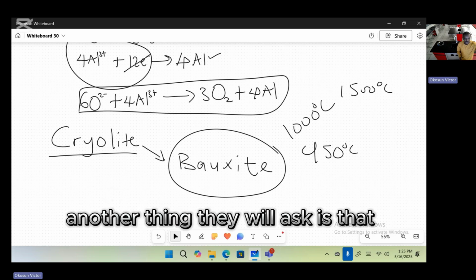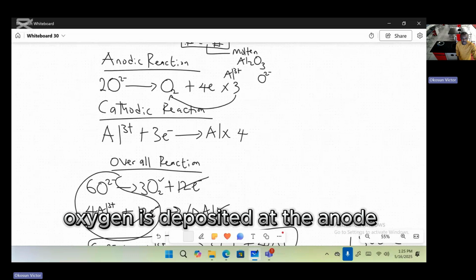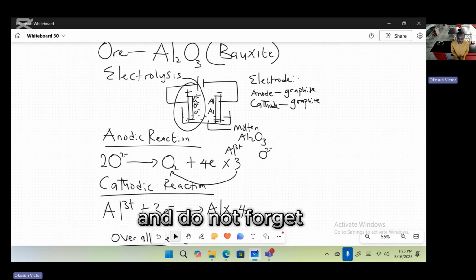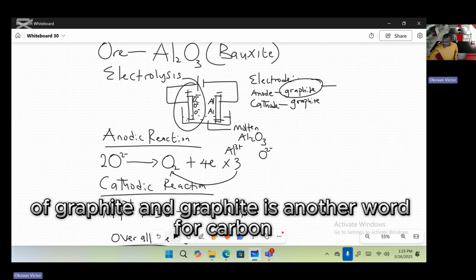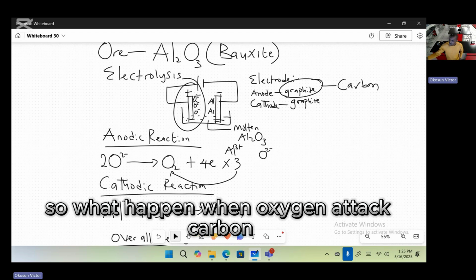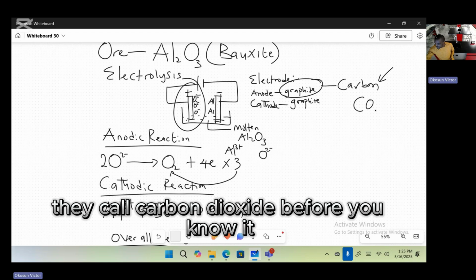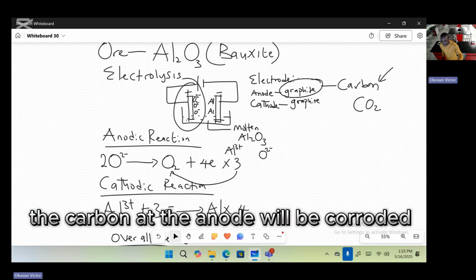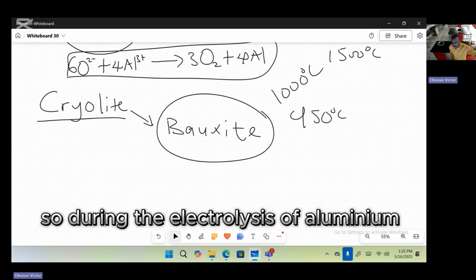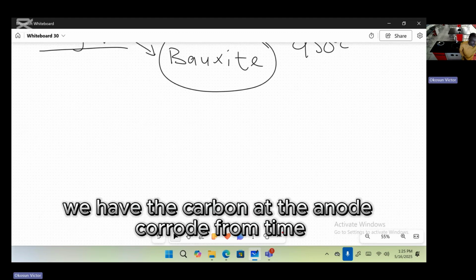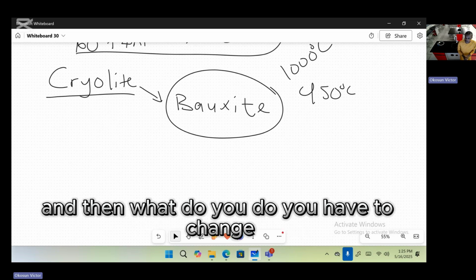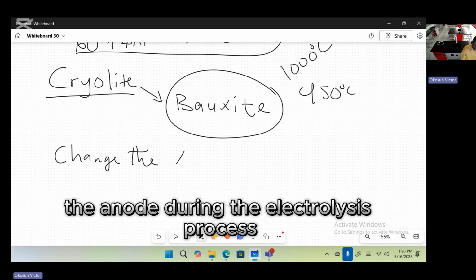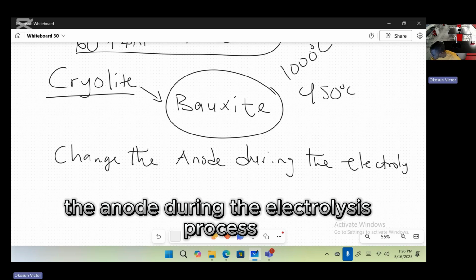Another thing they will ask is that, let's look at the diagram again. Oxygen is deposited at the anode. And do not forget, I told you that the anode is made up of graphite. And graphite is another word for carbon. So what happens when oxygen attacks carbon? They become carbon dioxide. Before you know it, the carbon at the anode will be corroded. So during the electrolysis of aluminium, we have the carbon at the anode corroded with time. And then you have to change the anode during the electrolysis process.